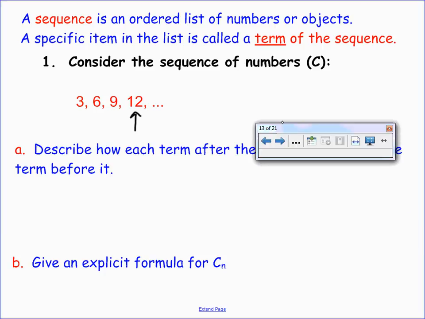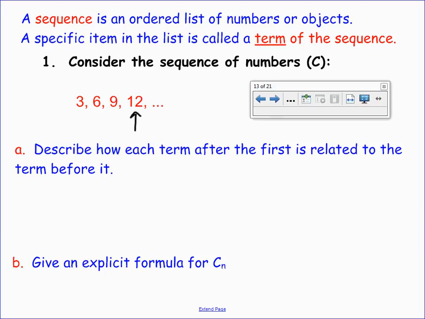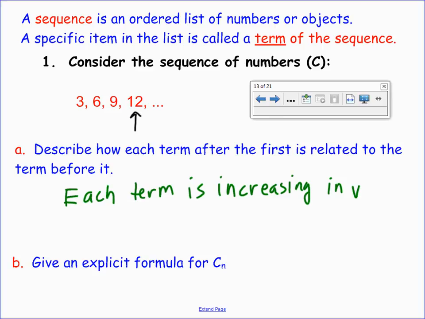And so we could say that each term is the previous term's value plus 3. Or each term is increasing in value by 3.